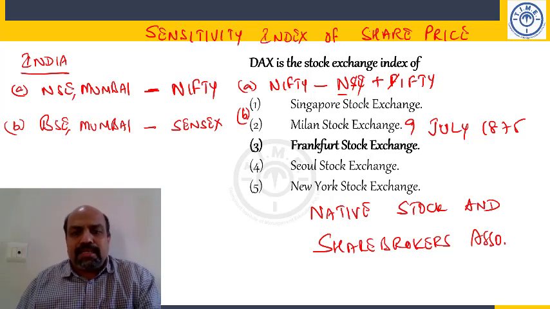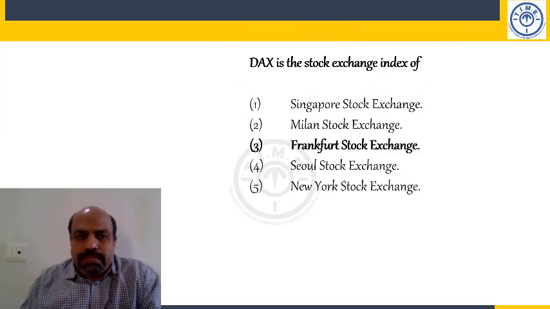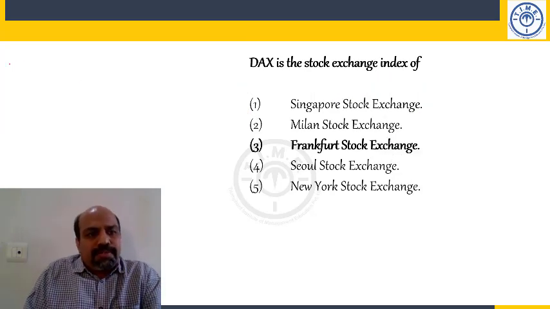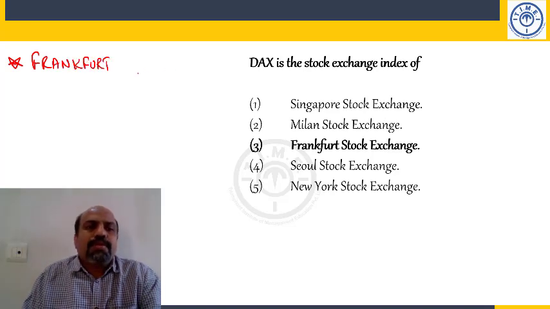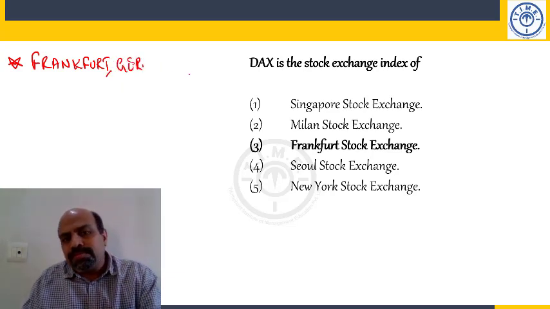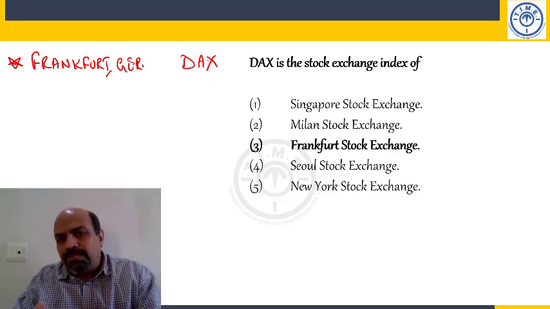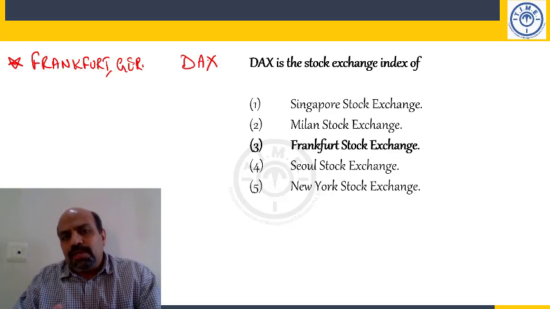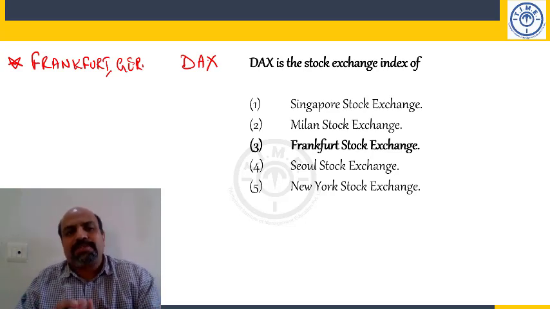Chaliye, from India, let's go to Europe. And in Europe, we can first go to Frankfurt. If you do not know where this is, no issue. It's in Germany. The index is DAX. You don't require the full form, Deutsche Aktien Exchange. You don't require that. Simply write DAX.